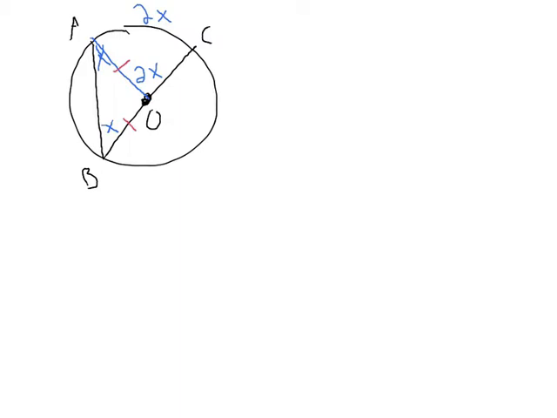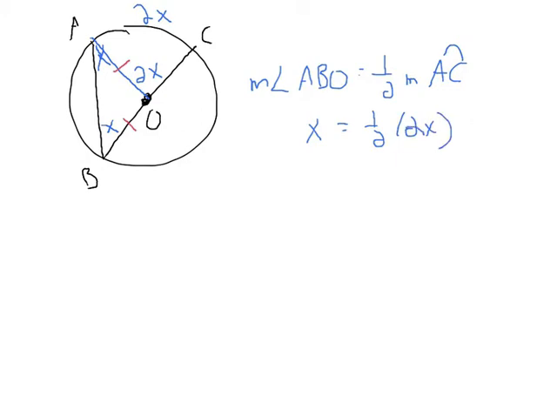Therefore, we can see that the measure of angle ABC is 1/2 the measure of arc AC. That is, x is equal to 1/2 of 2x. And you might imagine how we could use that to prove the other two cases, when point O lies inside angle ABC and when point O lies outside angle ABC.